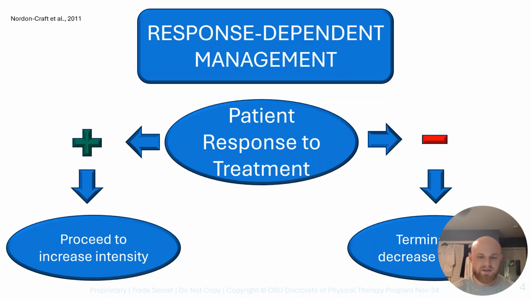Response-dependent management is a strategy for safely administering intervention for high acuity patients. So with this, PTs can assess patients' physiological responses to increasing intensity or activity demands and use that to either increase or terminate activity altogether.